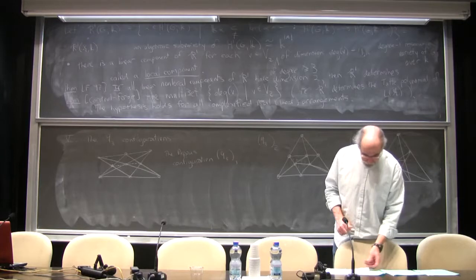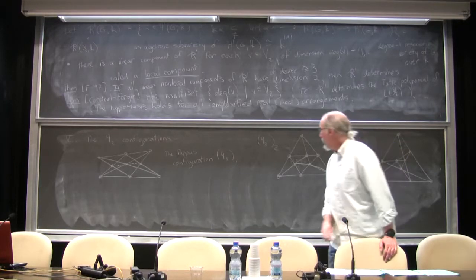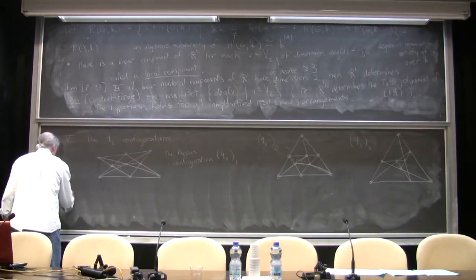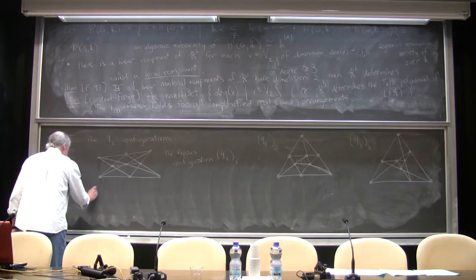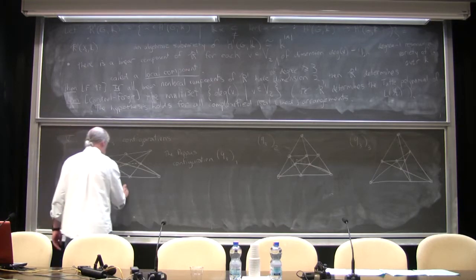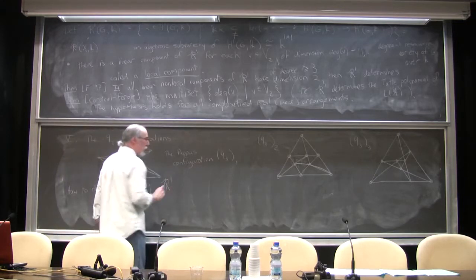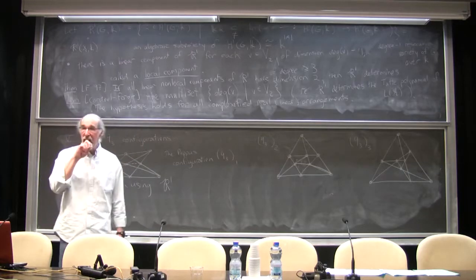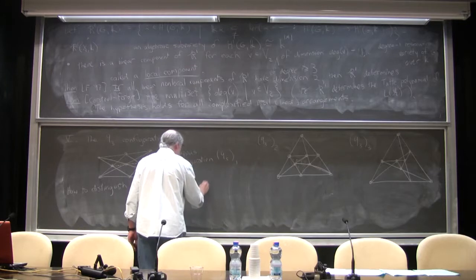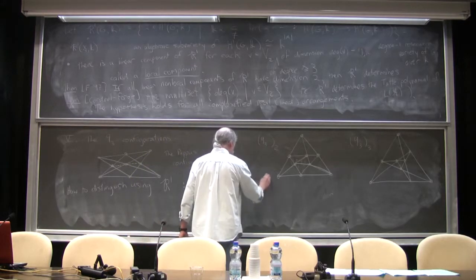Anyway, now let me get to the main point. The question is how to distinguish them using this first resonance variety. Okay? The idea is like this. Let's see the set of components.